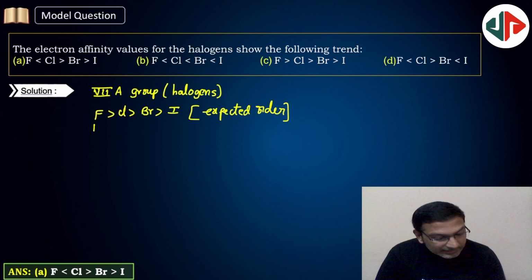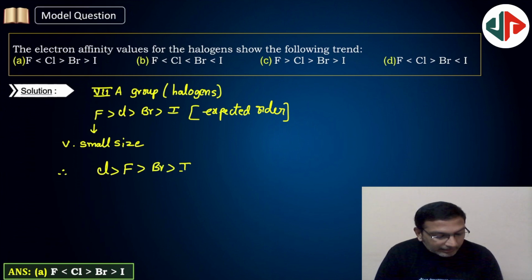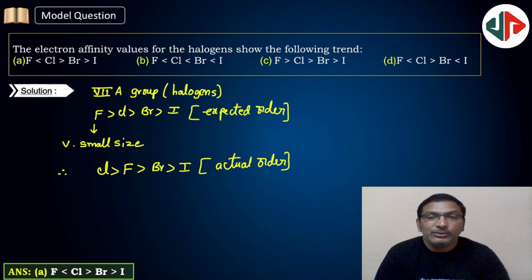But due to the very small size of fluorine, it cannot accept an electron very easily. So therefore the order will be Cl, F, Br and I. So this is the actual order, due to the very small size of fluorine that cannot accept electron very easily. So therefore the option will be A: F less than Cl, which is greater than Br, greater than I.